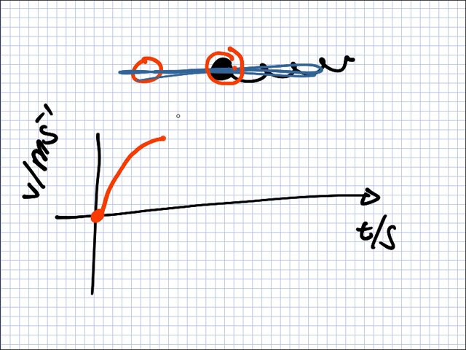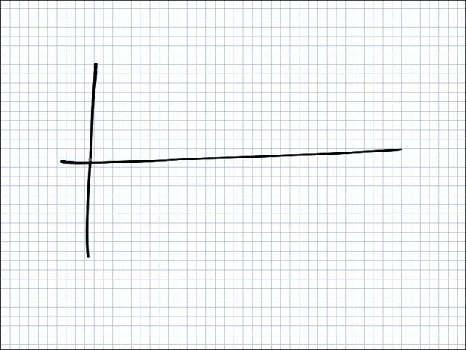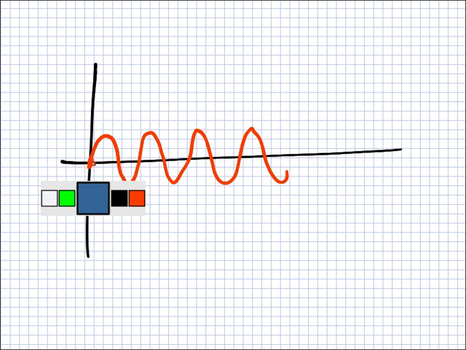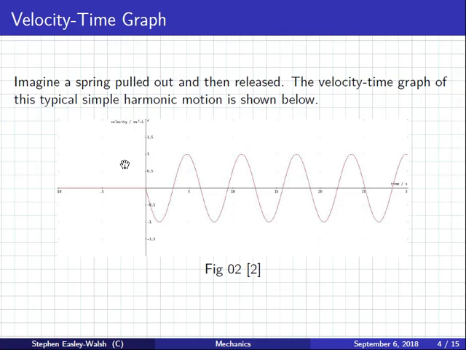Let me draw it a bit smaller. It goes like this: up, down, up, down, up, down, up, down. And it never goes past the original. Yeah, this is what it looks like. That's if you pull it to the left. If you pull it to the right, it'll be the same except just upside down. So that's what's happening here.